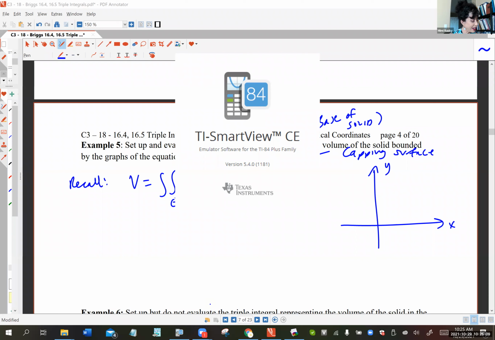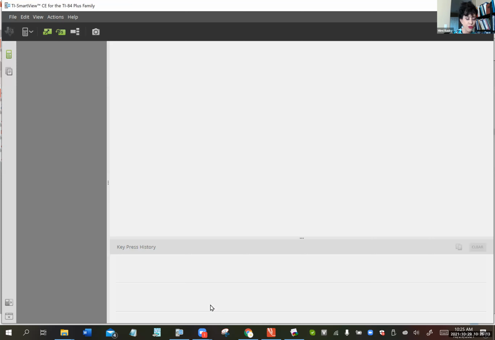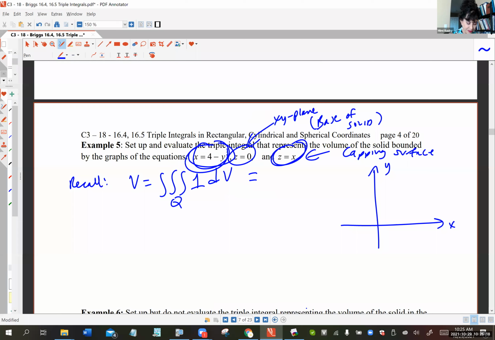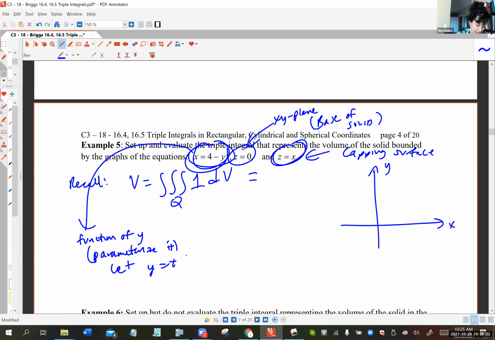So what I want to do right now is show you how to graph this function of y, x equals 4 minus y squared, using parametric mode. So how would you do that? Since this is a function of y, when we parameterize it, you're going to let y equal t, and then x, which is 4 minus y squared, will be 4 minus t squared. And so make sure that you're in parametric mode.